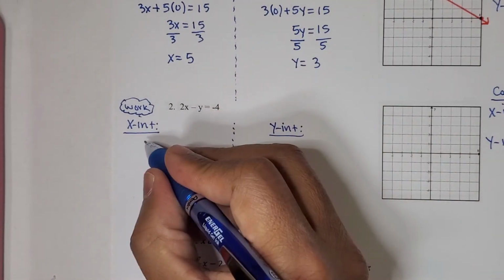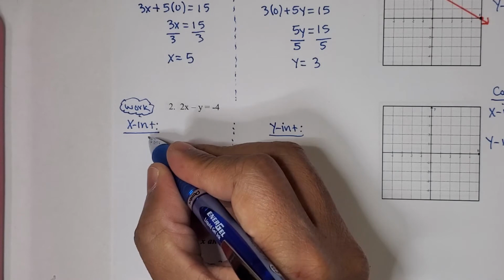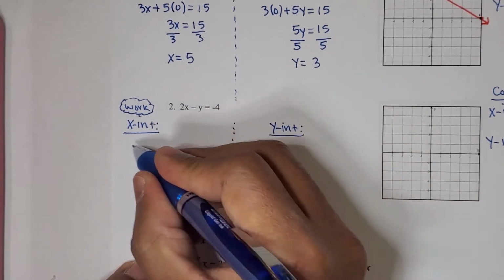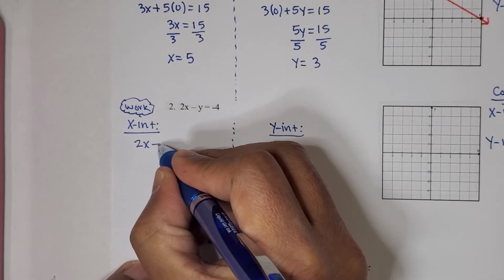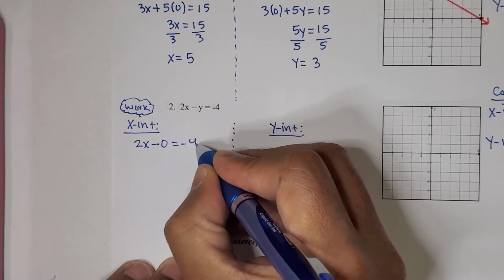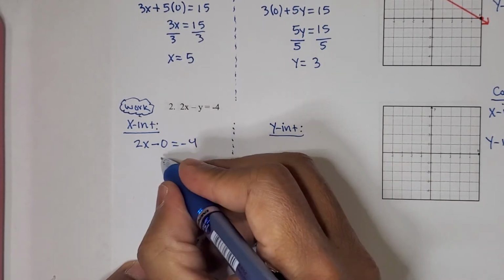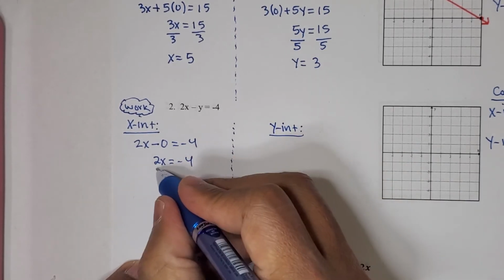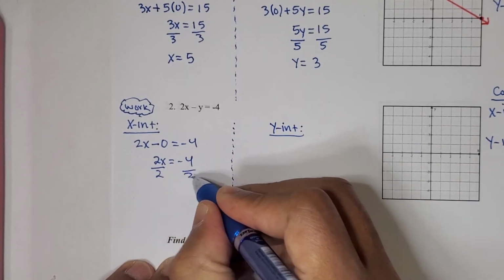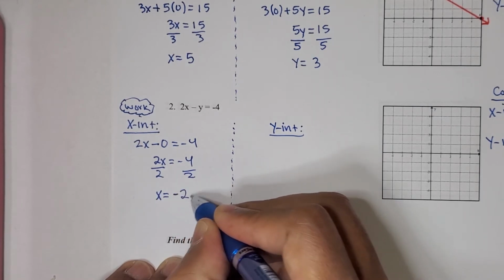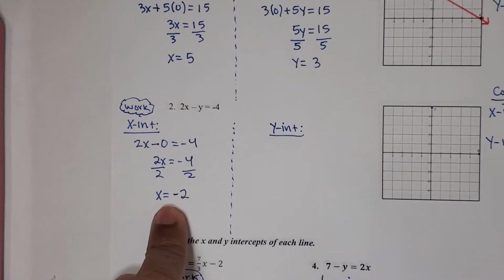Don't forget to find the x-intercept, we set y equal to 0. So 2x minus y equals negative 4, with y set equal to 0. This becomes 2x minus 0, which leaves just 2x equals negative 4. Then we divide by 2, and we find that x equals negative 4 divided by 2, which is negative 2. So there's the x-coordinate, and y is 0 for the x-intercept.